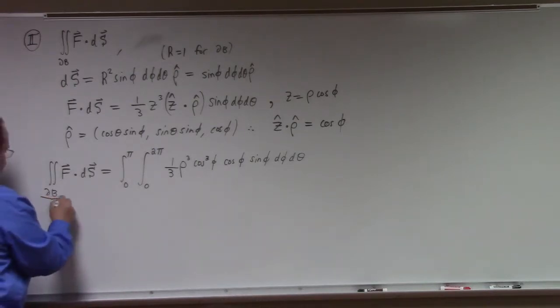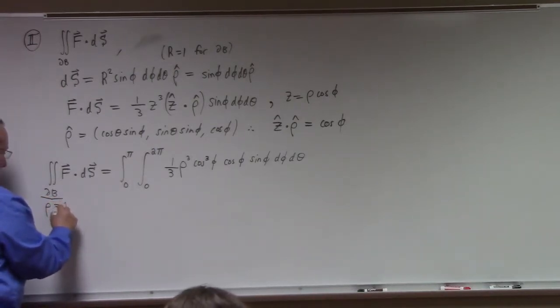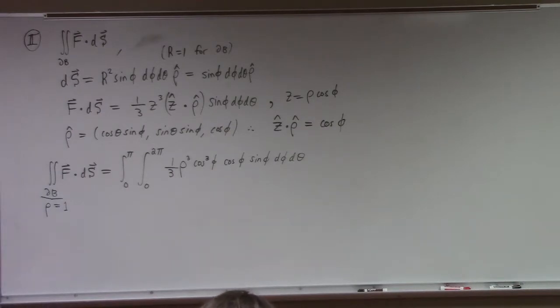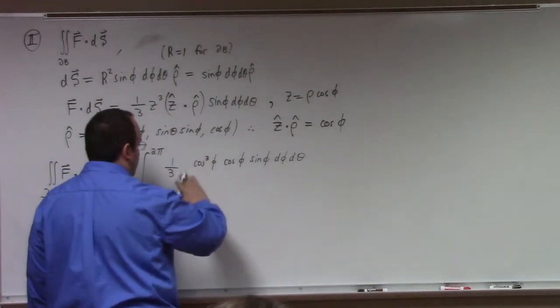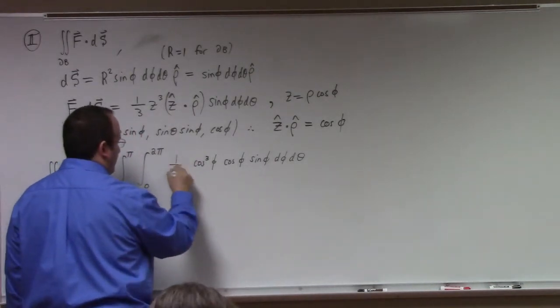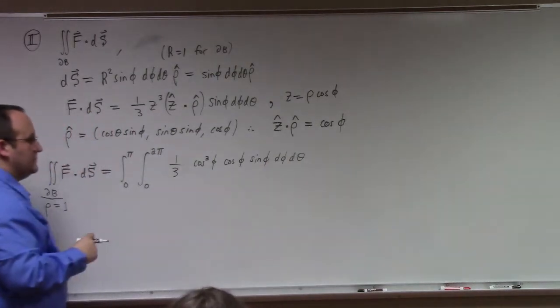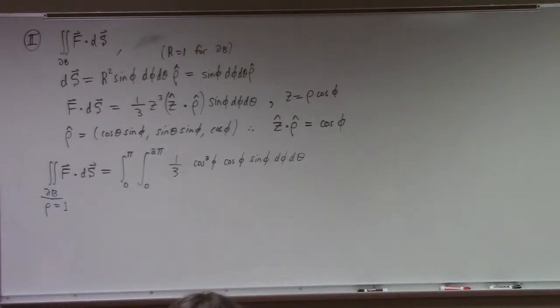What is the boundary of B? It's really just where rho is equal to 1, right? So that means we just evaluate rho to be 1. In other words, you can just erase this piece right here. So we just have this integral 1/3 that stuff. Oh, it's not that bad, actually.